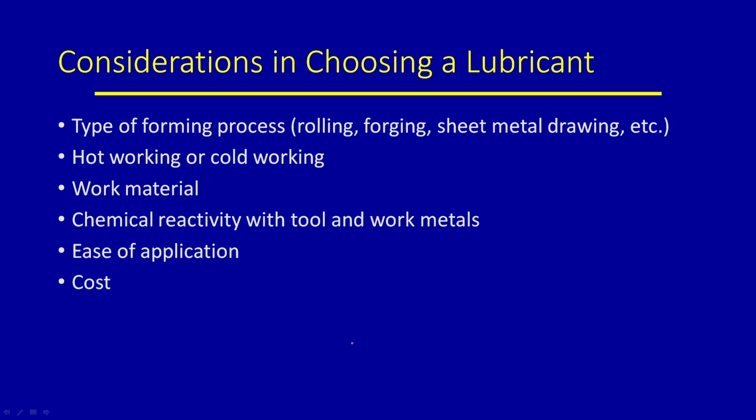And when you choose a lubricant, this is also a very important exercise for machine learning. What kind of lubricants will be best for your operation? I know it depends on the type of forming process, rolling, forging, sheet metal forming, etching, whether it is hot working or cold working. Obviously, some lubricant may work at room temperature, may not work at high temperatures. What kind of work material you are using, chemical reactivity of the tool with the work material in presence of the lubricant, and obviously cost and ease of application is also a factor.